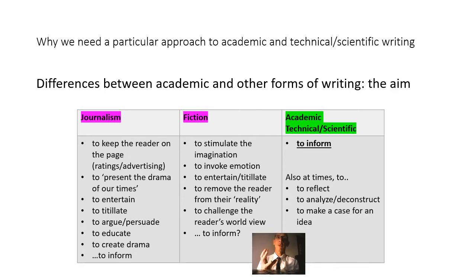Journalism is trying to keep the reader on the page. Even if you don't have enough information to provide to the reader, you're still trying to keep them there because you want the ratings and the advertising. And you're trying to present the drama of our time. Drama. It's all about the drama. Because if you're not writing about anything significant, what's the point of writing it? So there's a little bit of emphasis on the importance of everything that you're writing about as a journalist or as an editor.